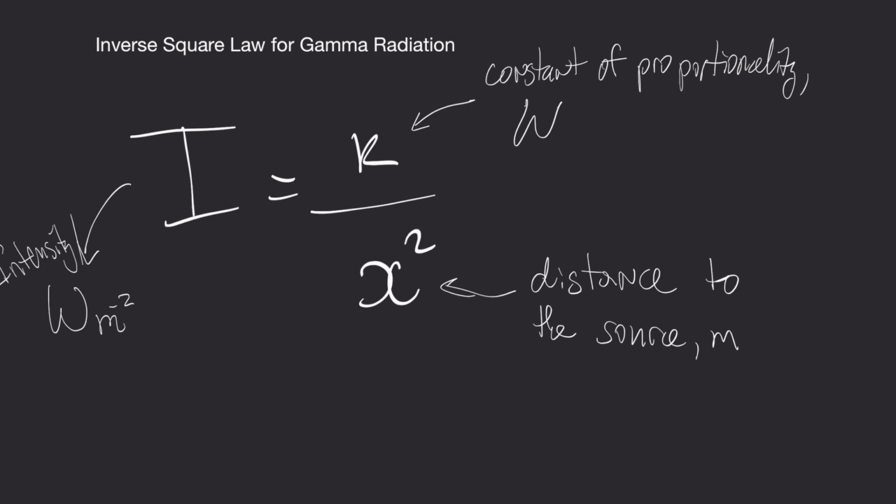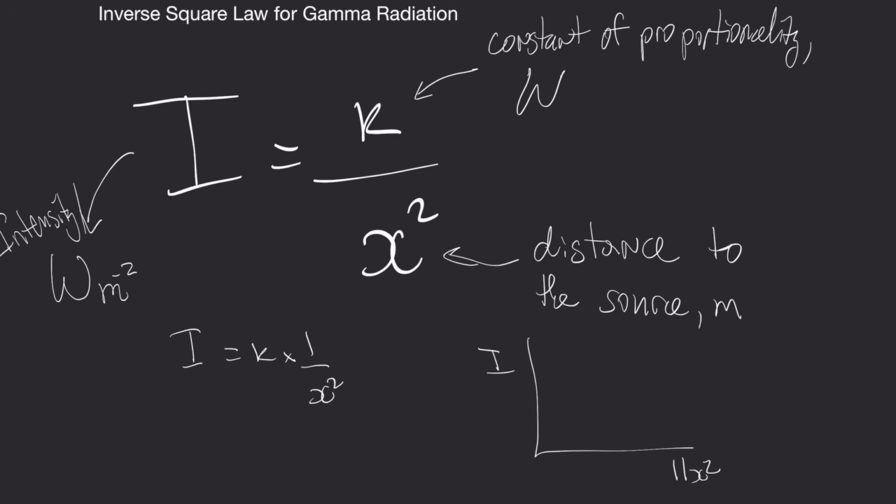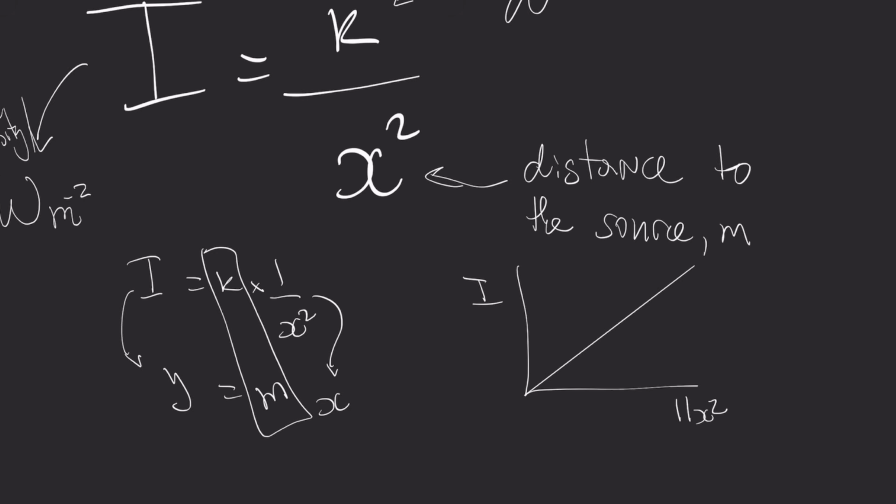Just a little note about graphical analysis. Typically, you will see graphs of intensity against 1 over x squared. So if this is on the y-axis, and 1 over x squared is on the x-axis, that means that our gradient will just be k. And if this relationship is correct, the graph will be a straight line through the origin.